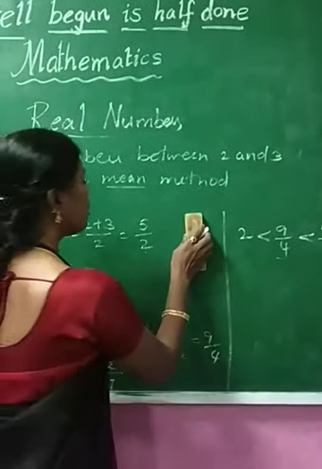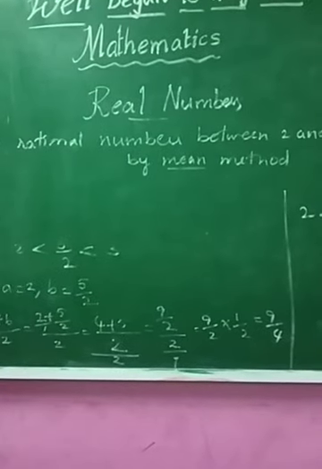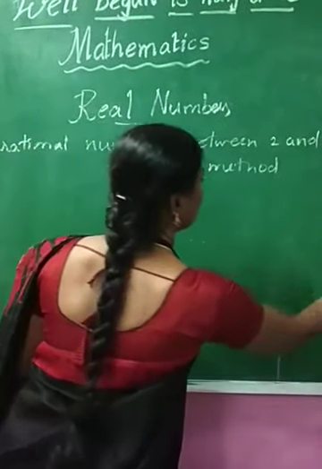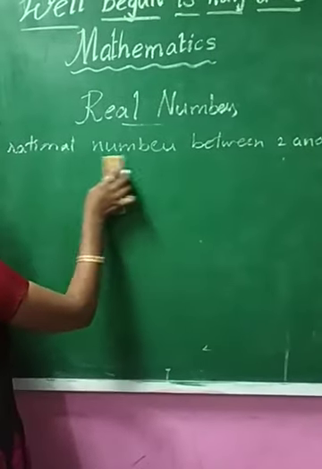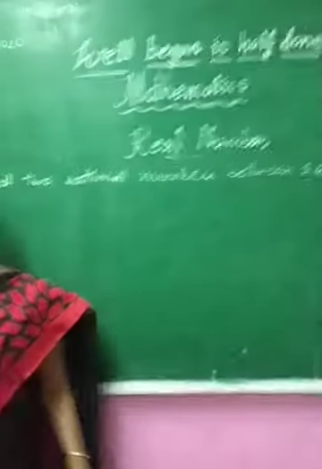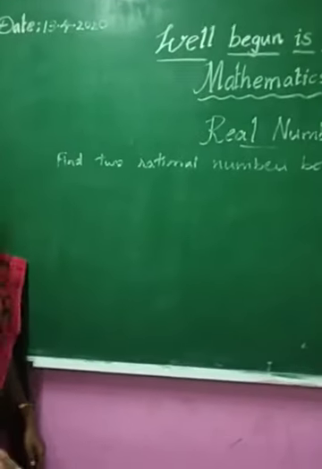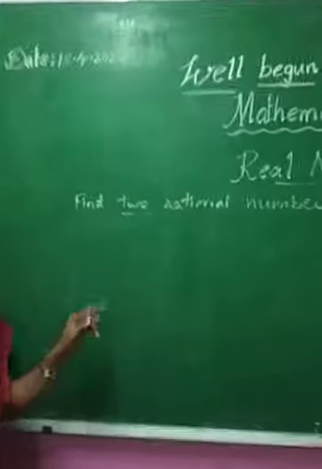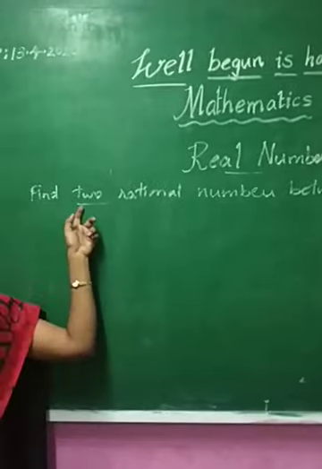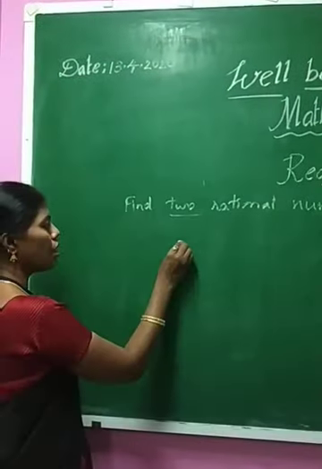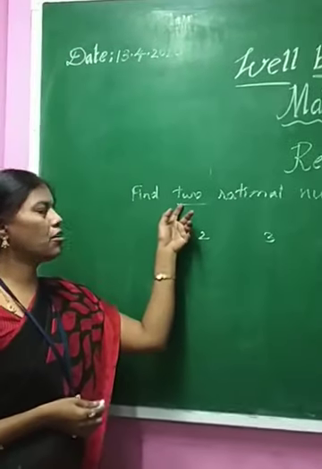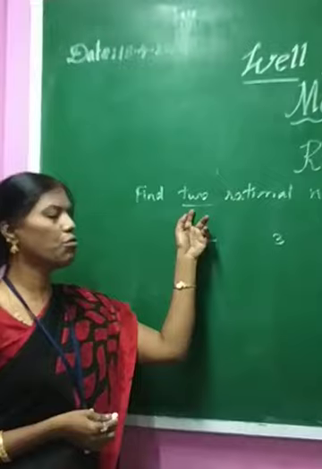Another simpler method is there to find two rational numbers in between two numbers. If they don't use the word mean method, we need not go for that method. We can go in a simpler way. How many rational numbers do they ask here? Two rational numbers. So simply add 1 to this. If you add 1 to 2, we get 3. So now you take the two numbers, 2 and 3.